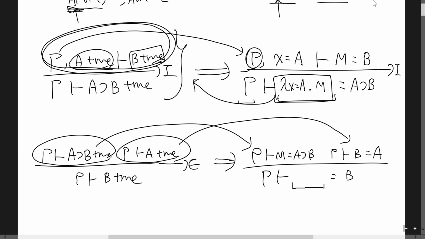And we decided to borrow the syntax from the lambda calculus. So we use this lambda application. So this lambda application M applied to N is going to have type B. And this is also called implication elimination rule.